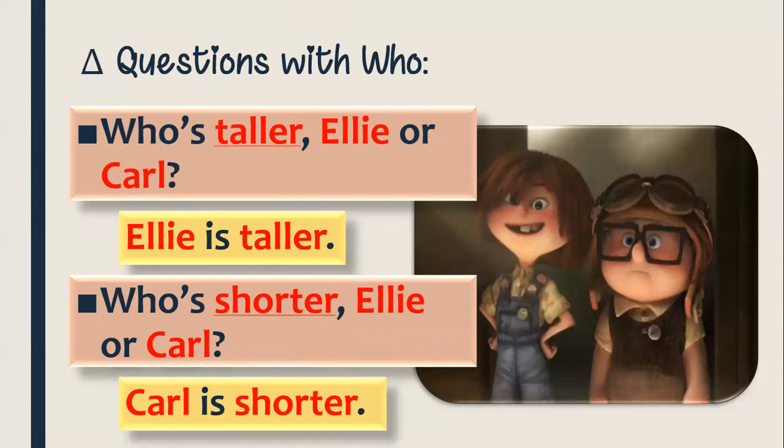Oh, I made a mistake. Yes, I made it. Why? Because in this case, the question says who's shorter, not taller. Who's shorter, Ellie or Carl? In this case, if I see well the picture, I can see that the boy is shorter. Look here, shorter. The girl is taller. So the answer is Carl is shorter.